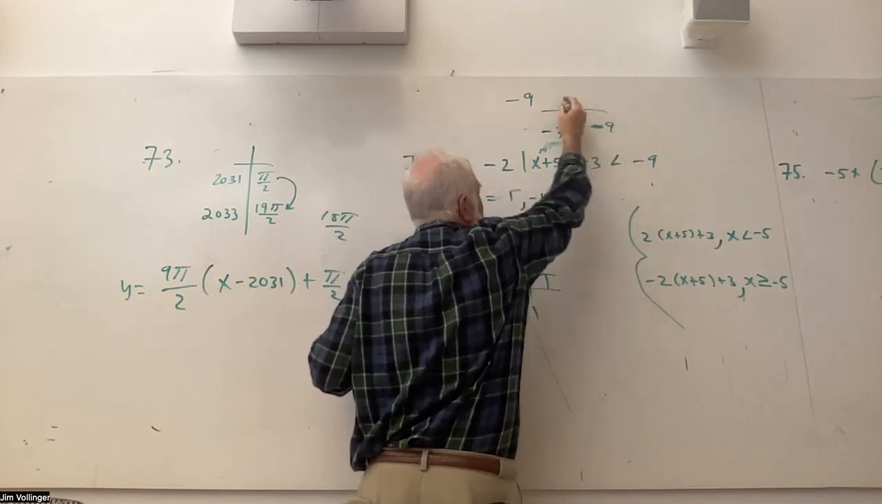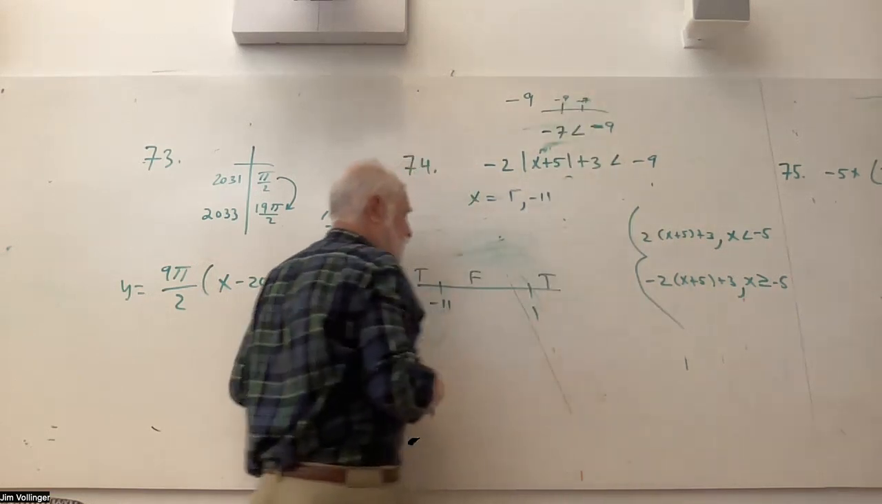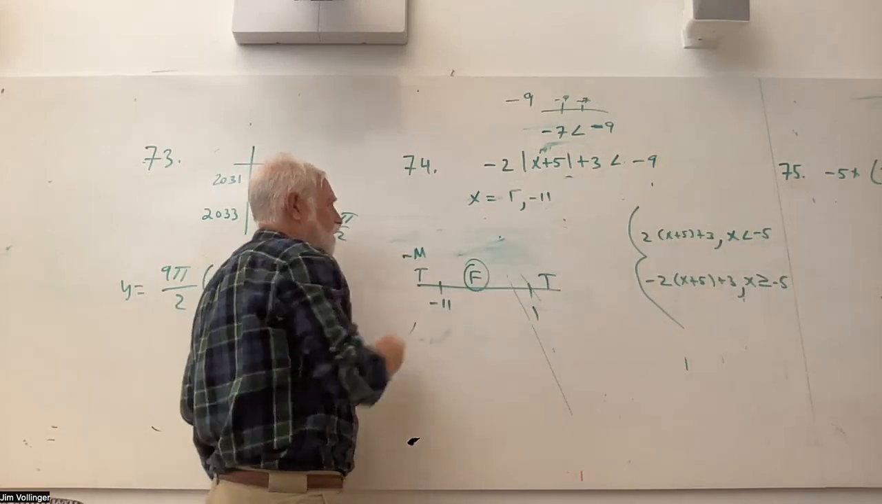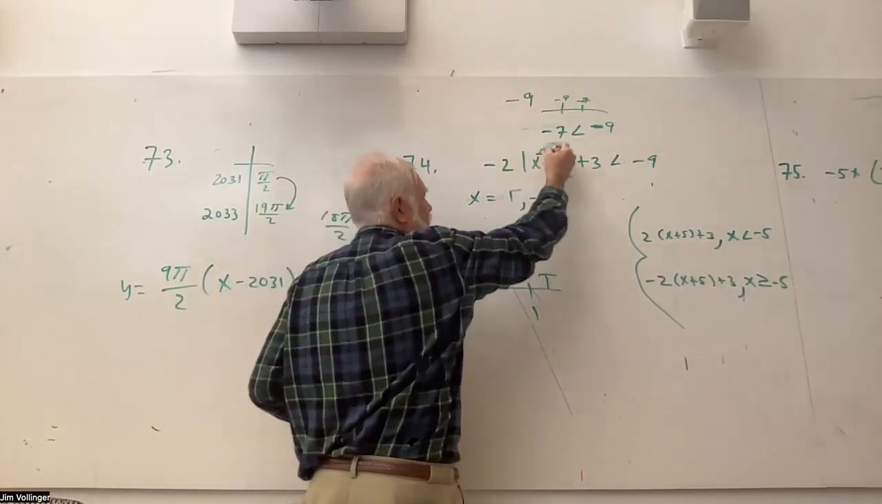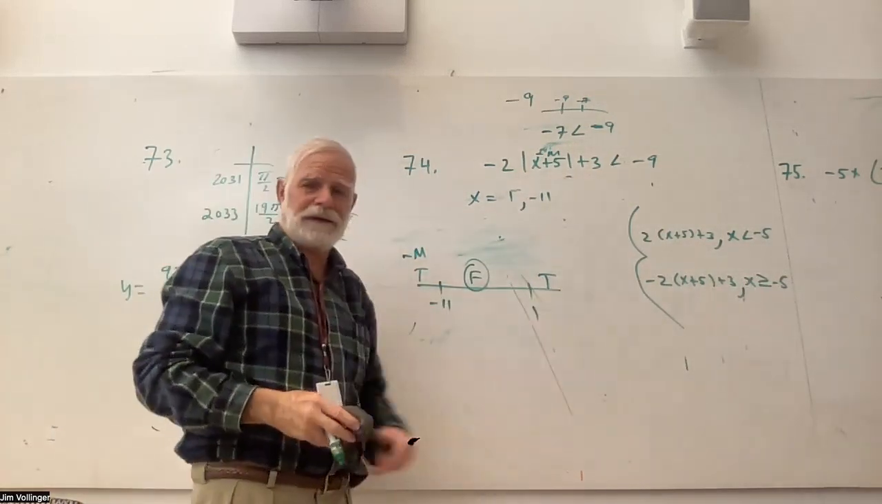On a number line, let's see. Here's negative 9. Here's negative 7. You know what? I don't think it is. You can check yourself, put a minus million in there. What happens when you put a minus million in here? Becomes positive million, brings us right back to the other side.